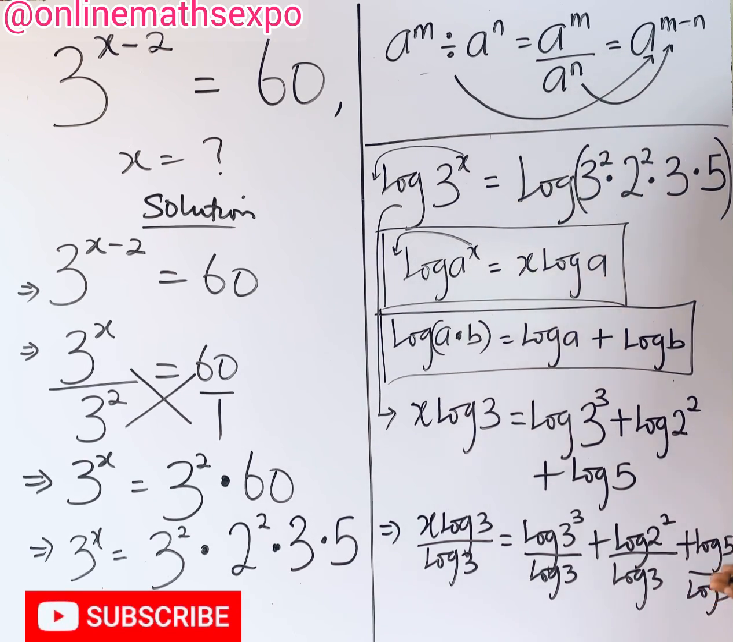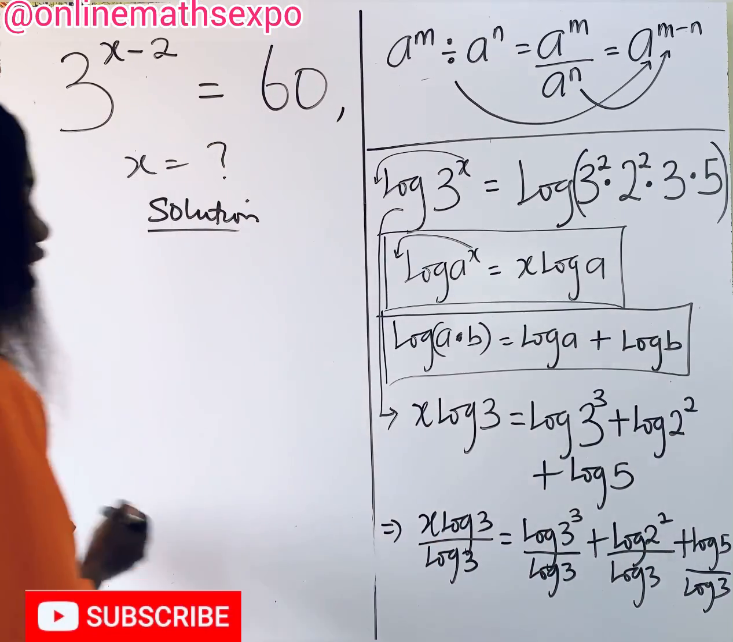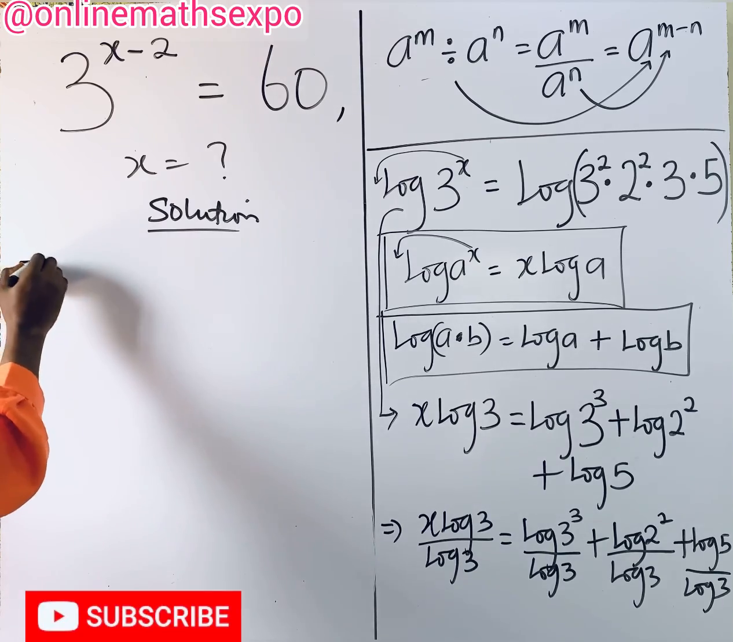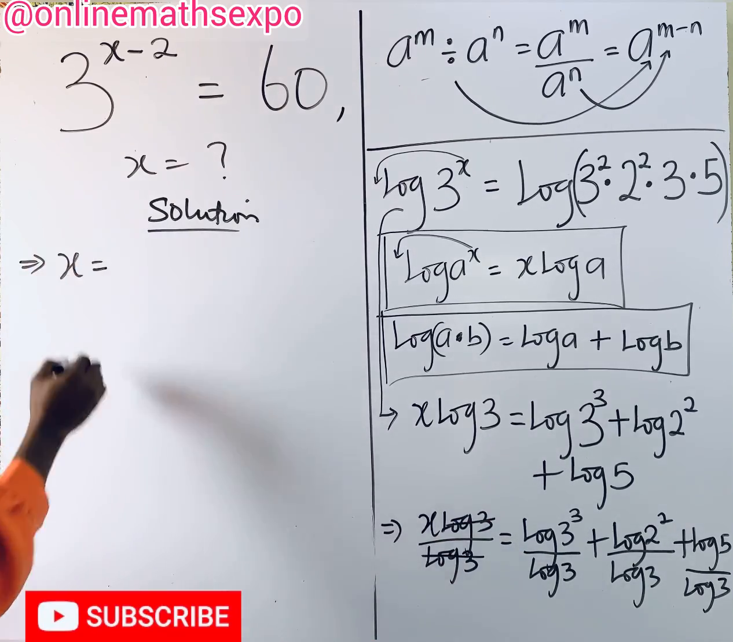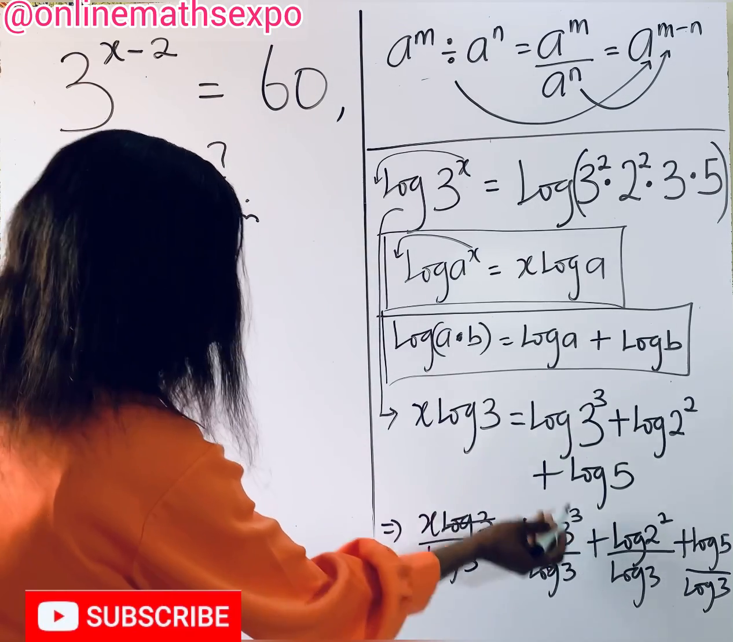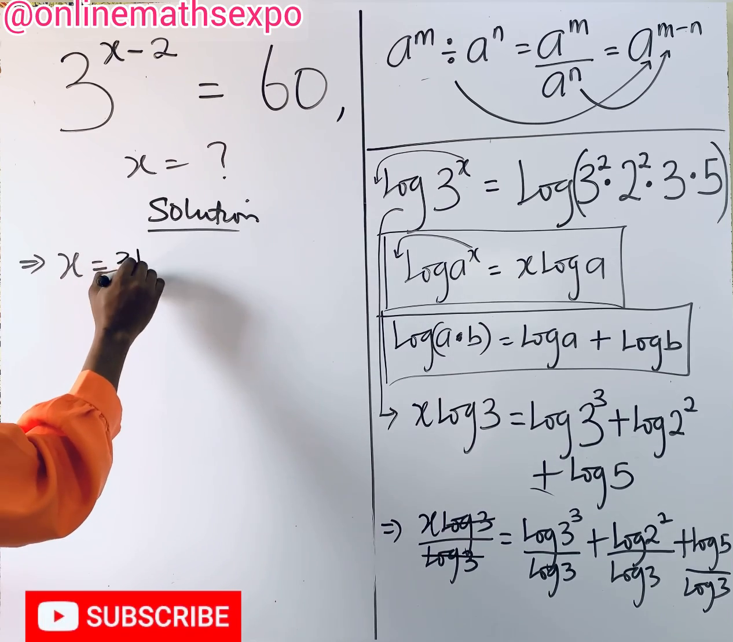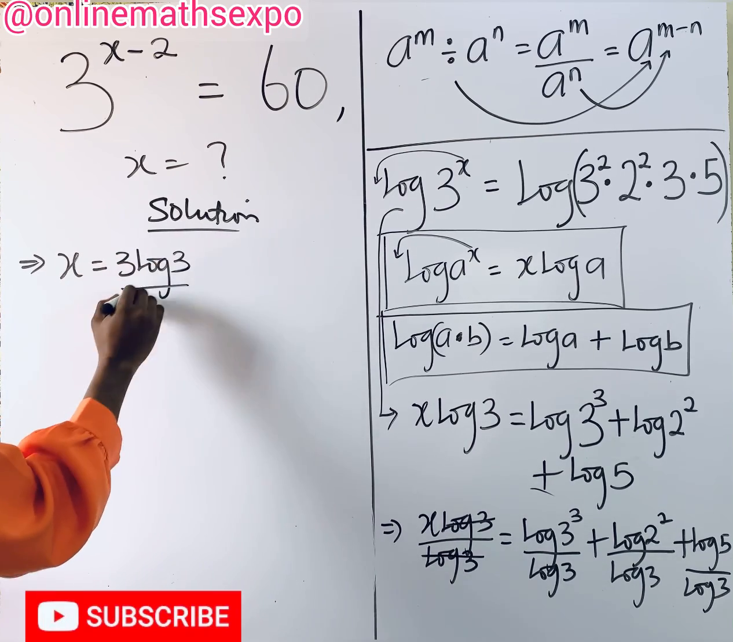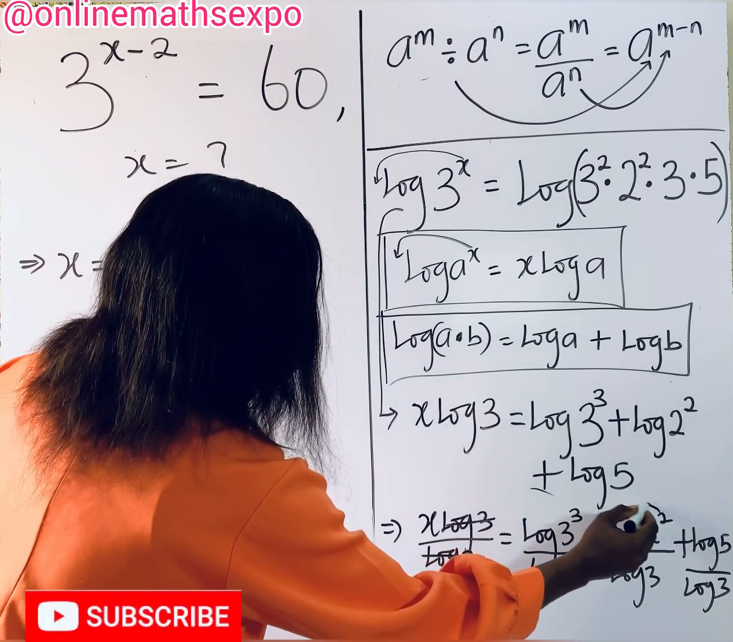Interesting. Now, what do you do from this point? I will show you what to do next. From here, you see that this can cancel this. So we have x is equal to, so here, watch. This 3 will multiply the log. So we're going to have 3 log 3 divided by log 3, okay? Then plus these 2 will multiply.